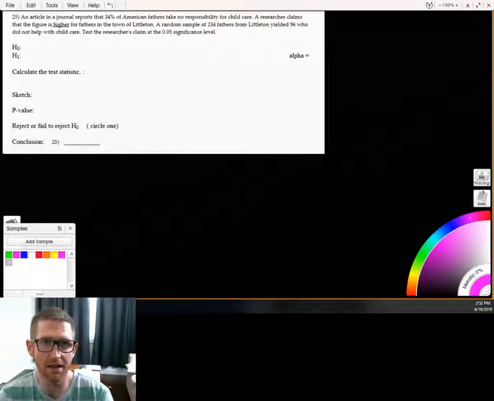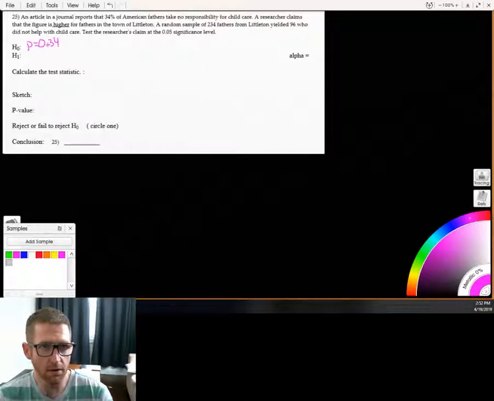So we want to test the claim against an understood percentage of 34% that take no responsibility. So we're going to assume the null is that the proportion that take no responsibility is equal to 0.34. That would be the null. Oh, that's really sloppy. The researcher claims that the figure is higher. So the claim is that the proportion is greater than 0.34 in a specific town.